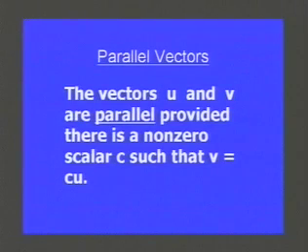Okay, now parallel vectors. All this business about multiplying a vector by a scalar is going to give us the concept of parallel vectors. The vectors u and v are parallel provided there is a non-zero scalar c such that v is equal to cu. In other words, one is a multiple of the other. If that's true, they're parallel.